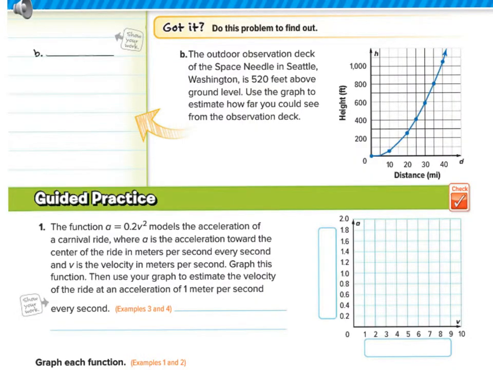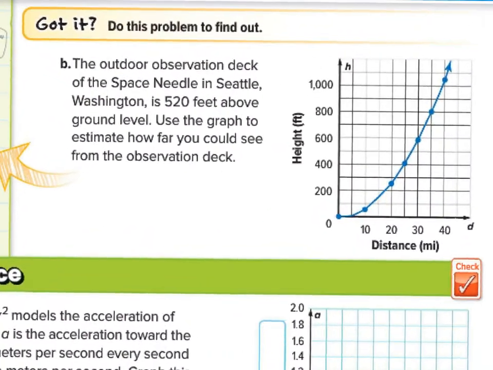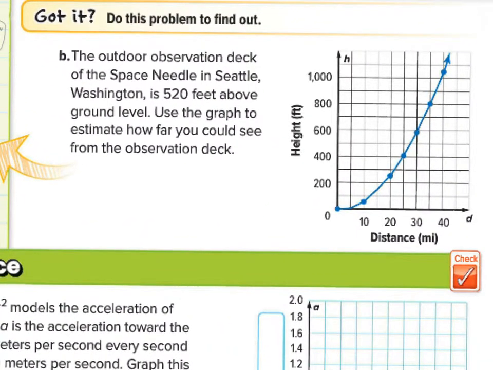And finally, for our last example, you can try it on your own. Here it is. Just follow the steps from example 3 and 4. The outdoor observation deck of the Space Needle in Seattle. So if you step out into the balcony and you look out, this is like the CN Tower. Seattle, Washington, it is 520 feet above ground level. That's how high it is above ground level. Use the graph to estimate how far you can see from the observation deck.